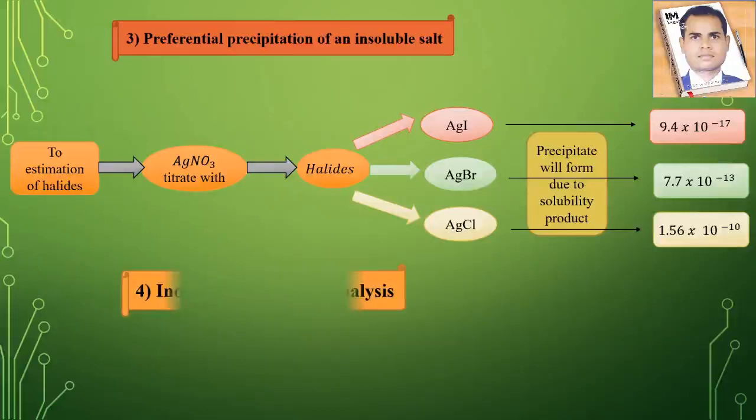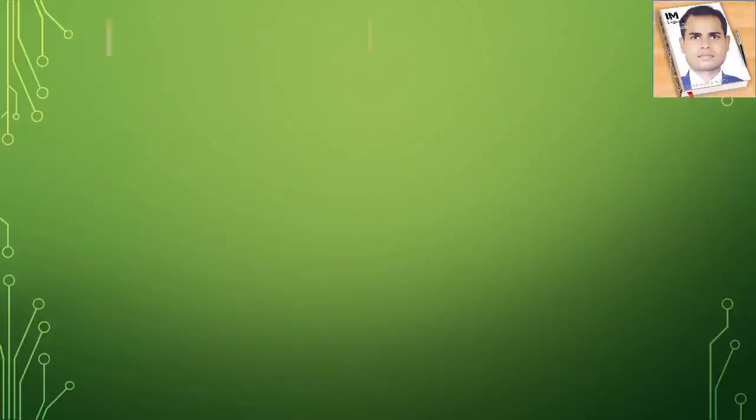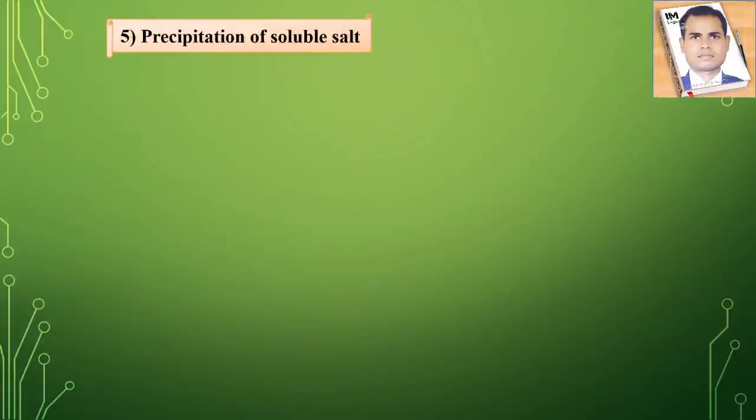Now the fourth application we have to see is inorganic qualitative analysis, and we know this because we have performed it in the experiment. It is used for precipitation of sulfides and hydroxides, particularly for the estimation of basic radicals in inorganic chemistry. So with the help of solubility product we can estimate the basic radicals in inorganic chemistry. Now we have to see the last application, that is precipitation of soluble salt.